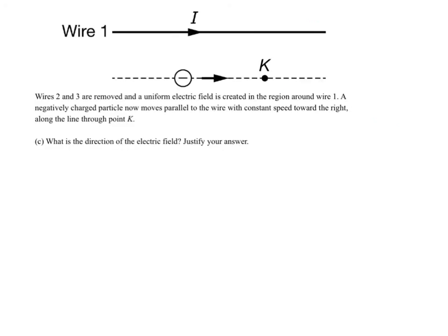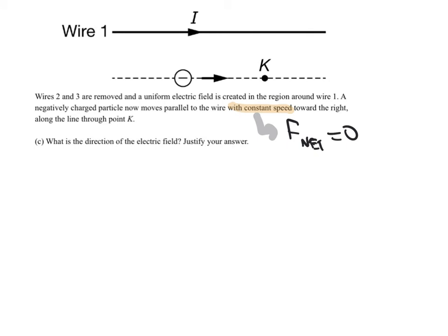Wires 2 and 3 are removed, and a uniform electric field is created in the region around wire 1. A negatively charged particle now moves parallel to the wire with a constant speed towards the right along the line through point K. What is the direction of the electric field, and justify your answer. So our key bit here is the insight that it moves with constant speed. That tells us the net force is 0.